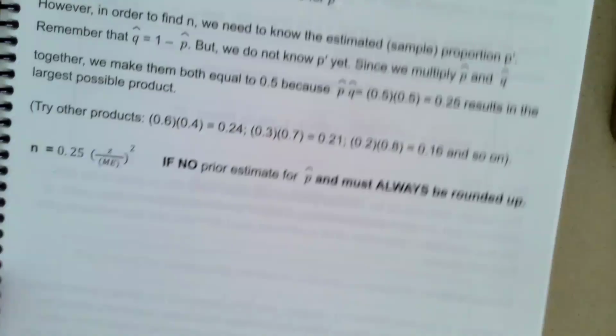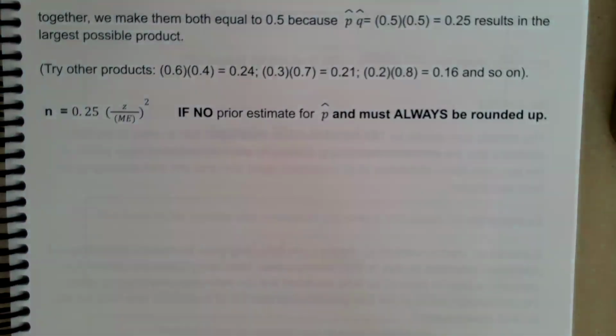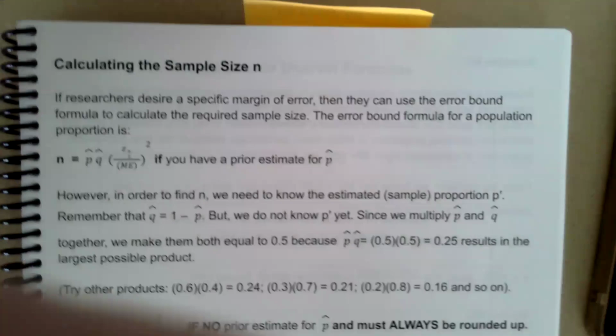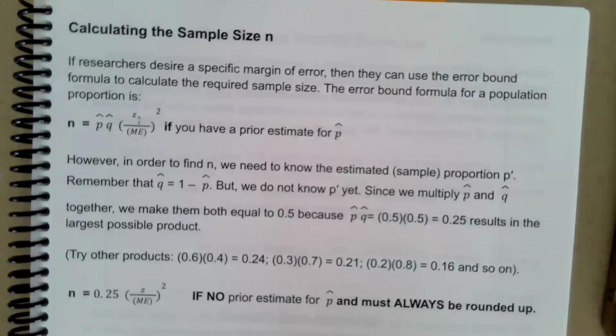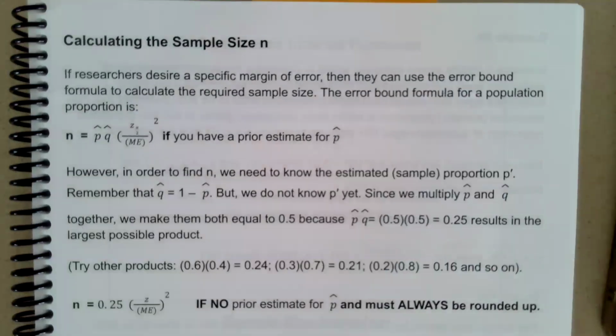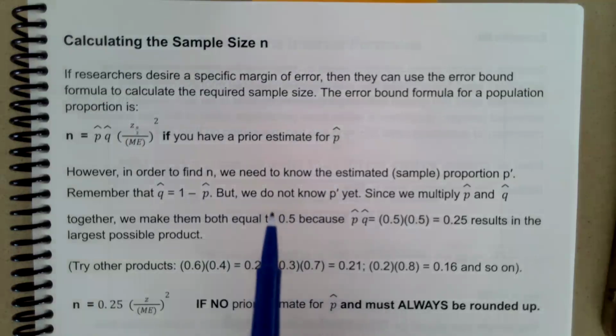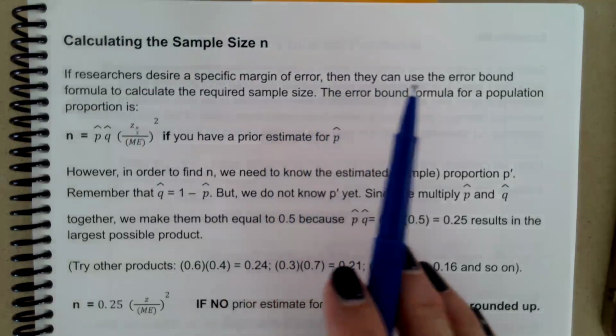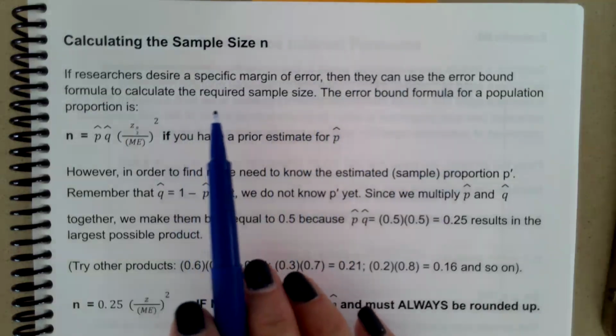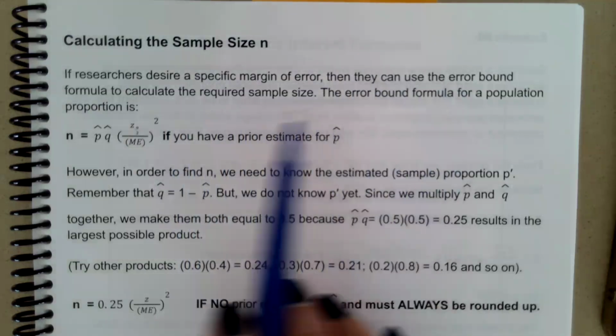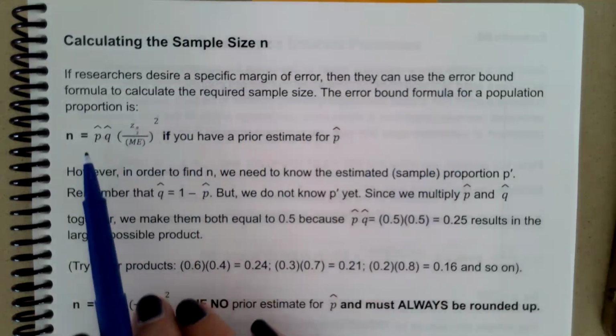The next little bit is all about sample size. So we are dealing with proportions. We're going to calculate sample size. And for proportions, there's two formulas. If researchers desire a specific margin of error, then they can use the error-bound formula to calculate the required sample size. The error-bound formula for a population proportion is this.